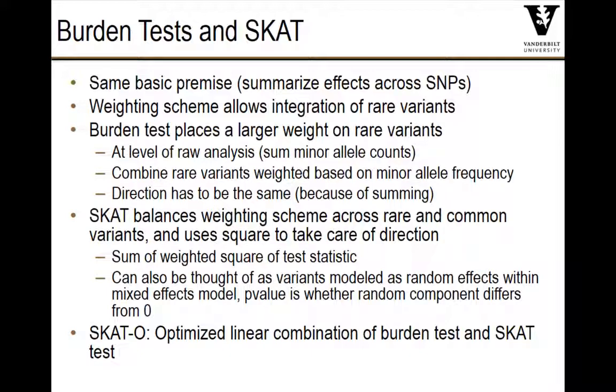So SKAT-O is a combination of those two things. It is literally just a linear combination of the burden test and SKAT. It uses the burden test because there are occasions where the burden test is more powerful, when the variants are operating in the same direction and in the same way. And then it uses SKAT to combine across the entire gene. So it is kind of the best of both worlds. Usually when you see this type of approach, you're going to see that they used SKAT-O. And that's what SKAT-O is. So you guys are now experts on rare variant analyses as well. Are there any questions on that? I know I flew through it.